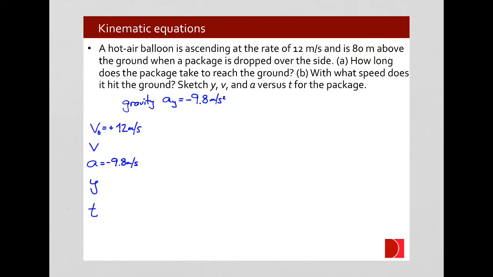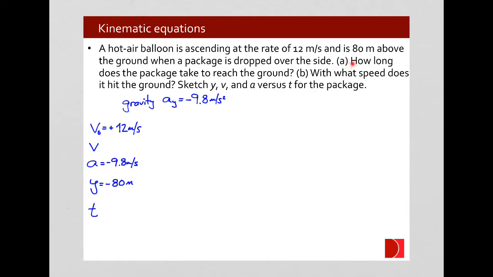So that tells us that if it's dropped over the side, if it's 80 meters above the ground and it's going to fall all the way down to the ground, then its displacement has to be negative 80 meters because it's ending up 80 meters below where it initially was. So what we see here is that we have 3 of our kinematic variables, which is good. We said that the kinematic equations have 5 total variables. Each equation has 4 variables in it. So if we have 3 kinematic variables, we can use those 3 to find a 4th value.